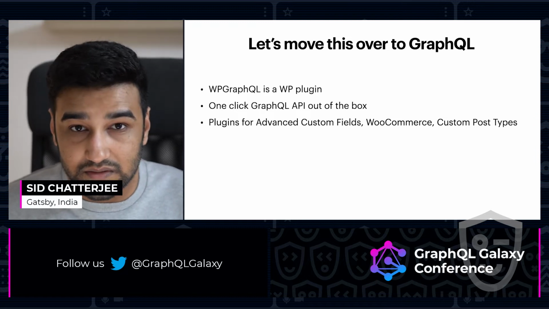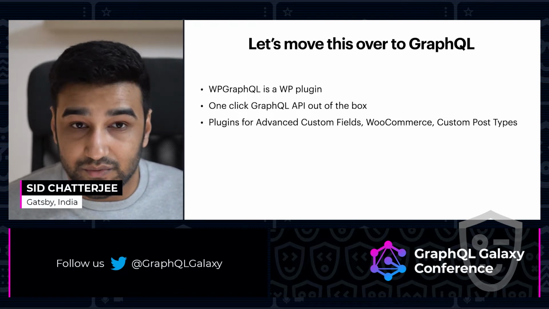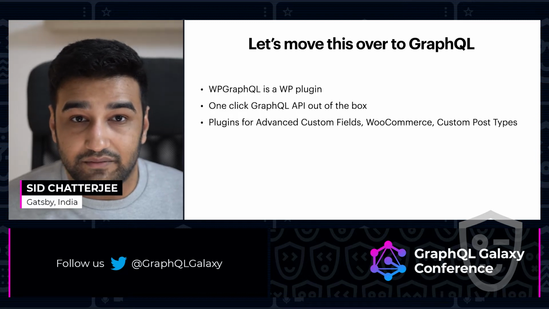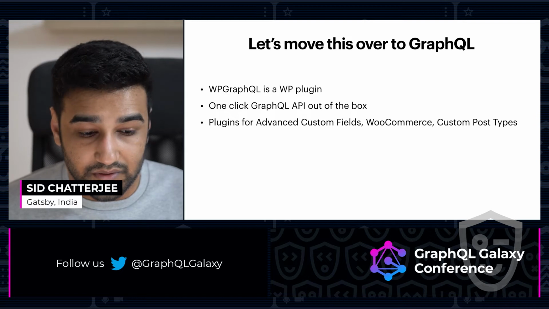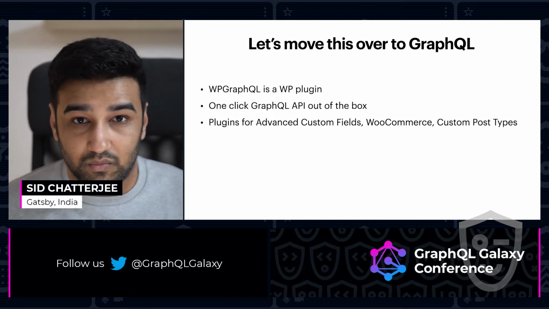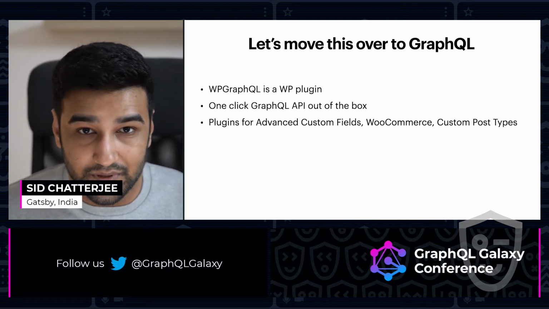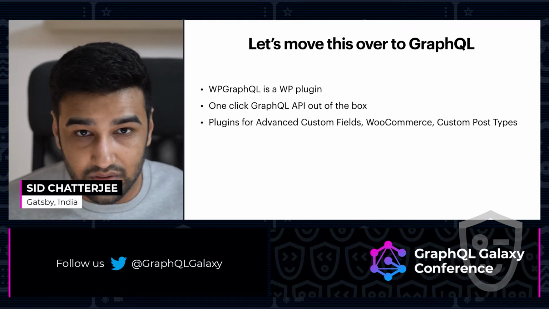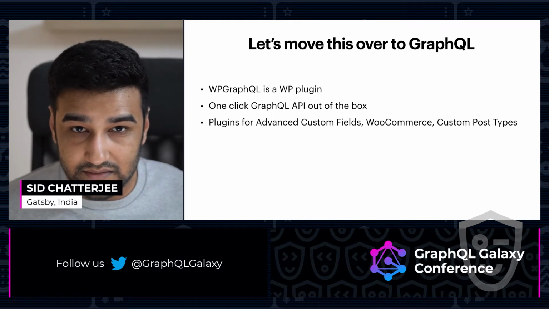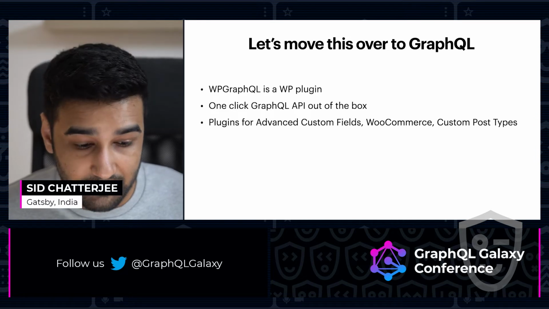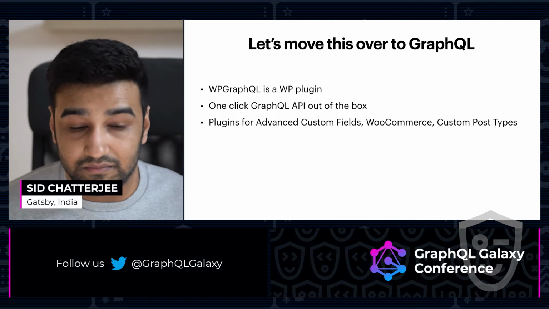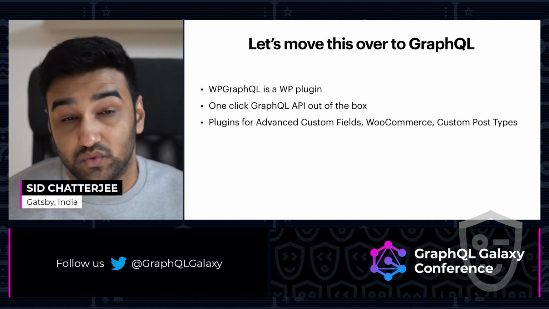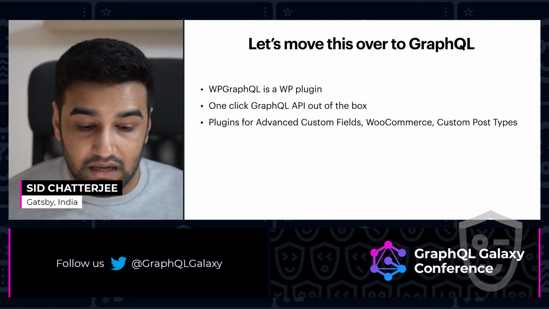So the way we're going to do this is we're going to use WPGraphQL. If you haven't seen WPGraphQL before, it's a plugin for WordPress. It happens to give you a one-click GraphQL API right out of the box. You just install it. It doesn't need any settings to start with, and you get a GraphQL API. It also happens to have plugins for really popular stuff on WordPress, like WooCommerce and advanced custom fields.